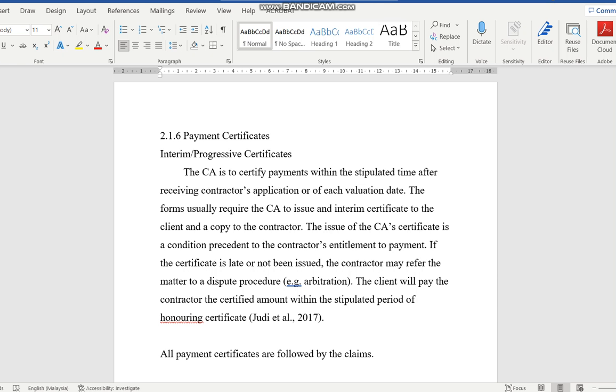So of course, the next term that we have is certificates. Payment certificates. We hear a lot about payment certificates. Payment certificates are usually an assessment format that has been done by the CA. The CA will have their own assessment format, and then they will put down whatever the contractor has claimed, and then they'll put down whatever they have assessed, in a format that is approved by everybody. Then they will issue what we call a payment certificate.